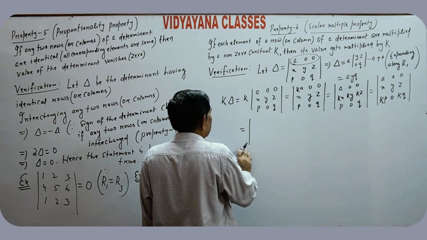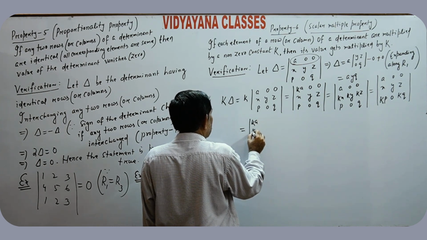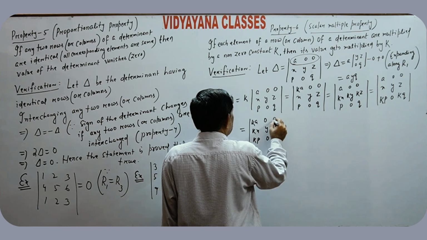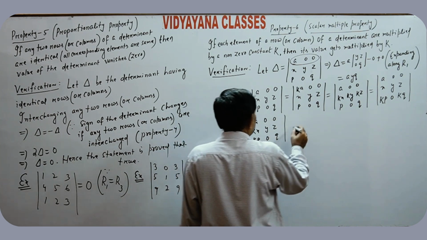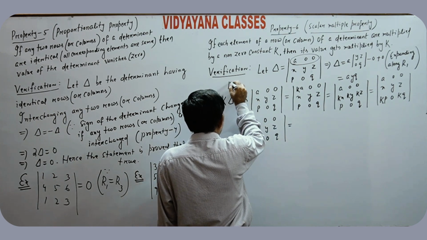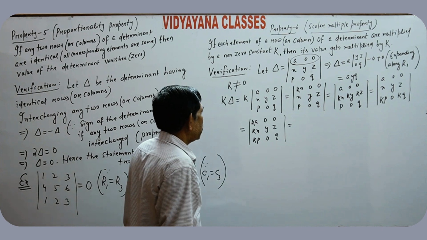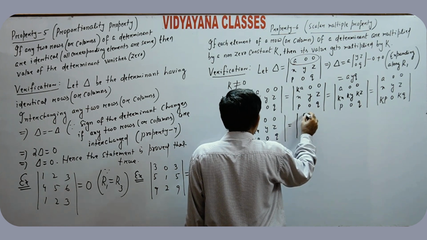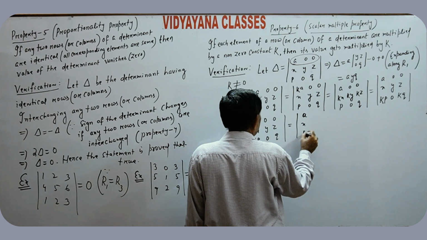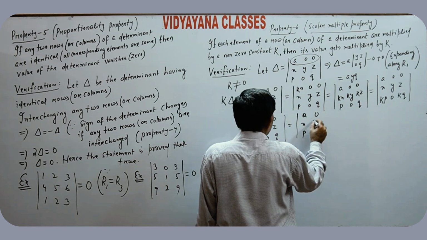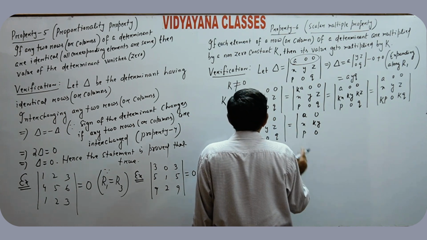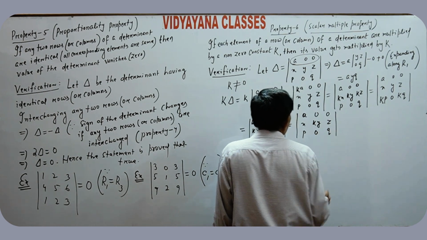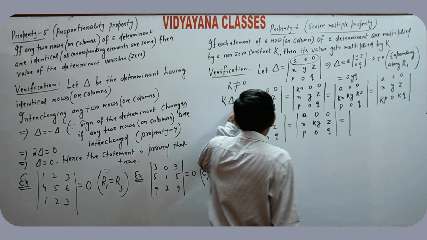multiplying in column 1, ka, kx, kp, 0 y 0, 0 z q, which is the same as multiplying k along column 2, where k is a non-zero constant. It gives a x p, k into 0 is 0, k into y is ky, k into 0 is 0, then 0 z and q, which is the same as multiplying k along column 3.